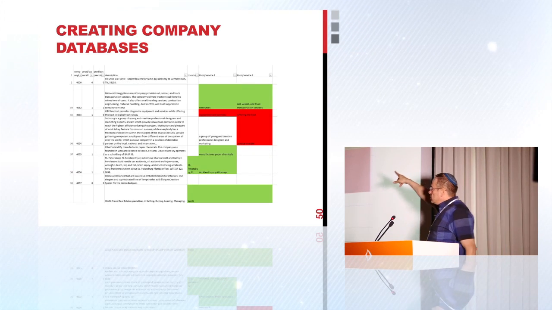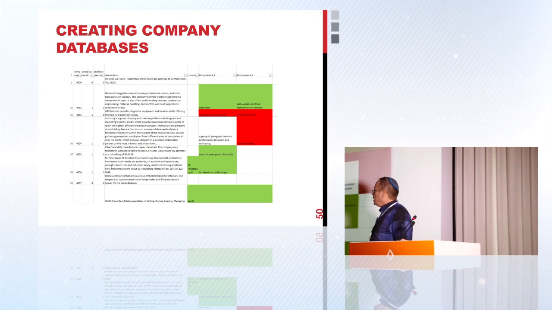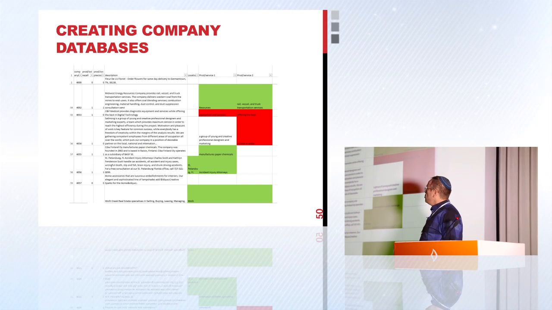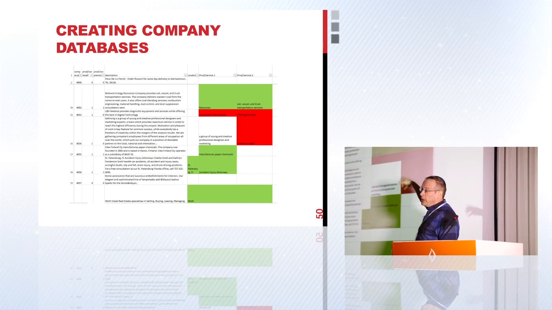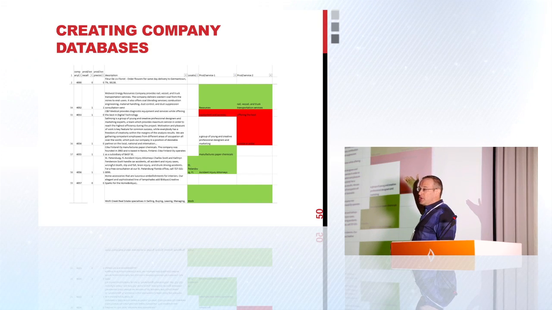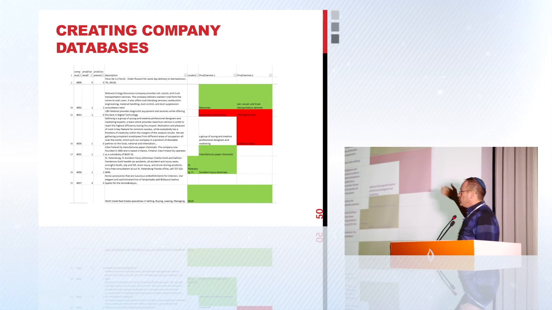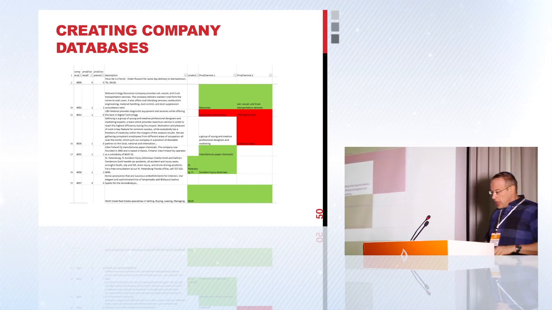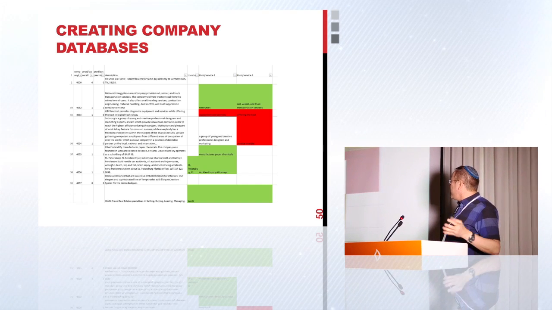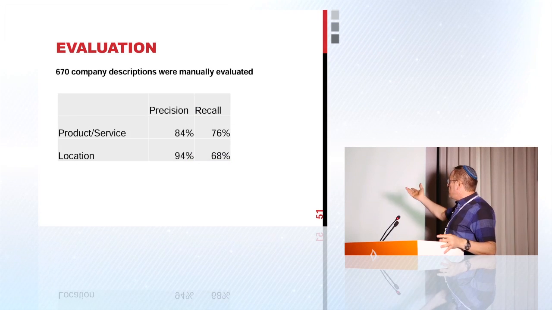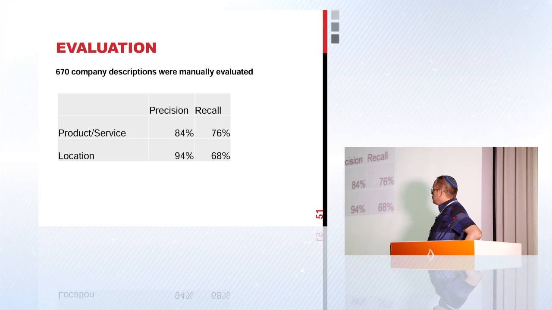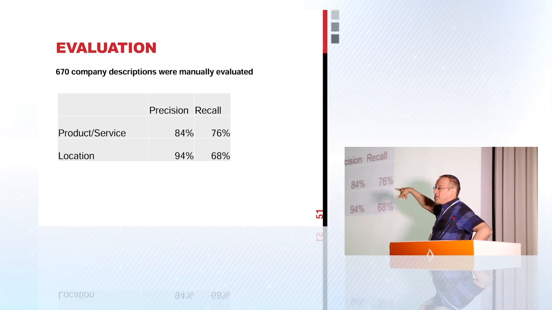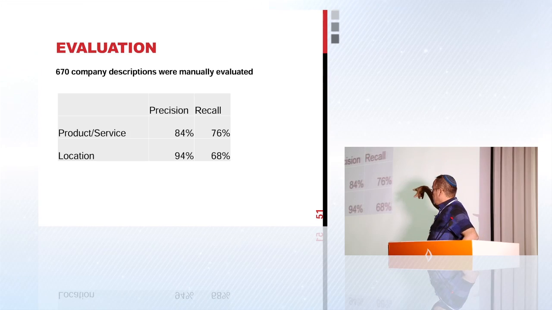What we used, after we did the first run of the system, we gave it to an analyst that went over it. If you see green, it means that they said that the output of the system was correct. Red, the output of the system was incorrect. And then we actually trained the system again based on the feedback. And you can see finally this is the precision and recall that we managed to get for identifying the products and services of the company.